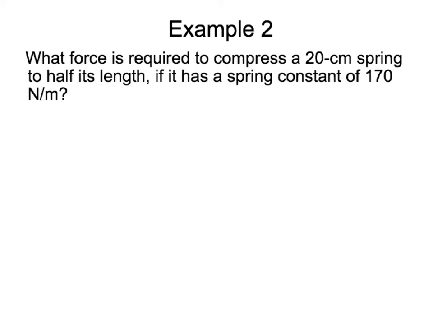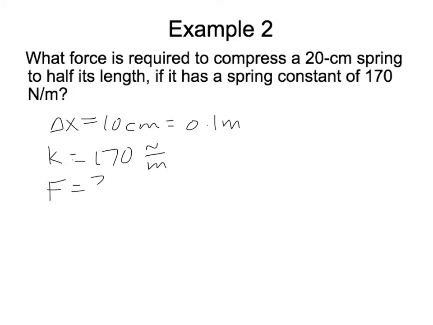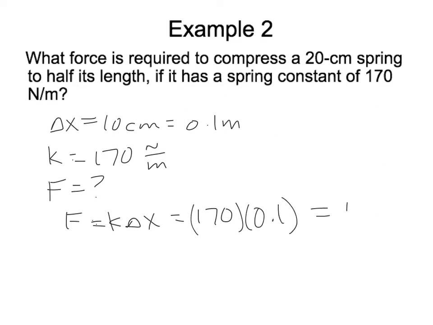So what force is required to compress a 20 centimeter spring to half its length? Okay, so that tells us delta X. It's going to half its length, and its length is 20, so it is being compressed 10 centimeters, so 0.1 meters. Our spring constant K is 170 Newton over meters, and we want to know force. So force is equal to K delta X. Plug in our givens: 170 times 0.1. So you get a force of 17 newtons.